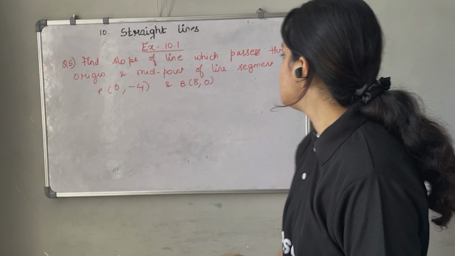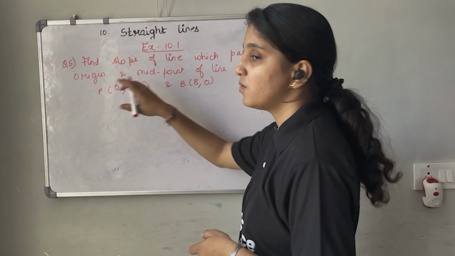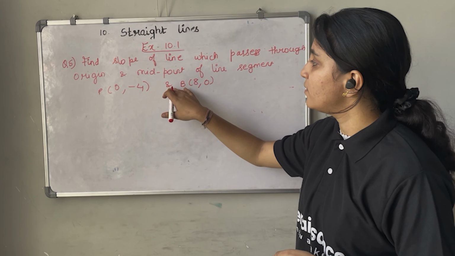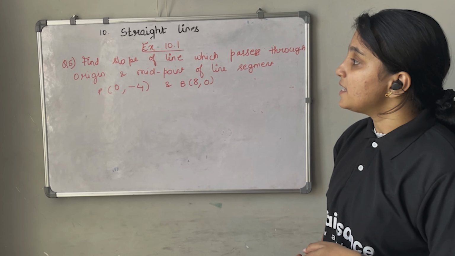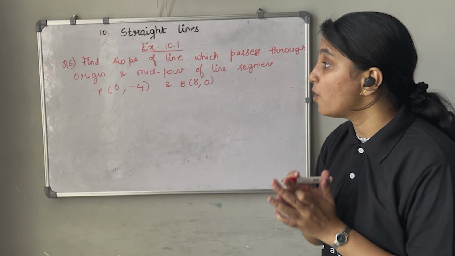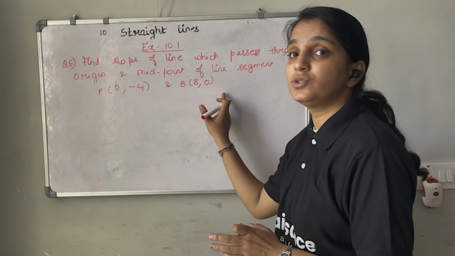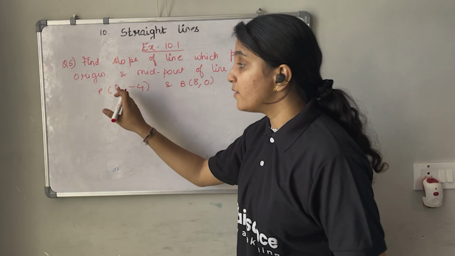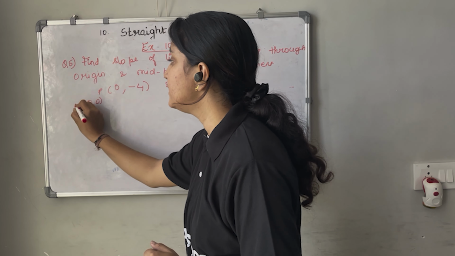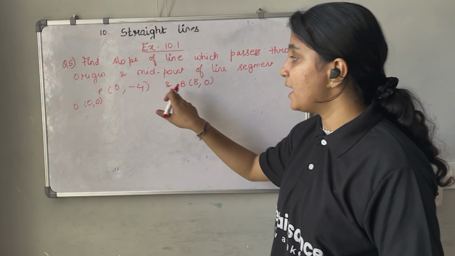Let me just read out the question first. Find the slope of the line which passes through the origin and the midpoint of the line segment P (0, -4) and B (8, 0). We have to find the slope between two points: the origin and the midpoint of these two points. First point we have is (0, 0), let it be O. The next point we have to find is the midpoint of P and B.